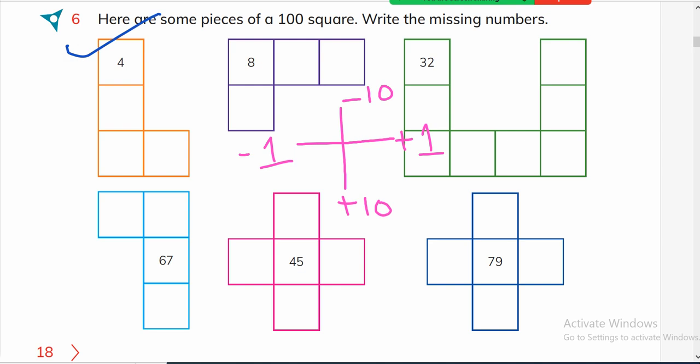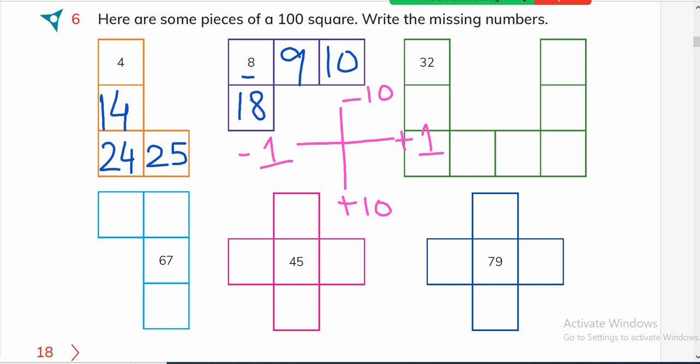Let's start with this one. 14, 4 will be changed into 14 and then 24, and when we go this way, only one number will increase, that is 25. Okay, now it is 8, and this way I will write 9 and 10. And when we go downwards, 8 will be changed into 18.